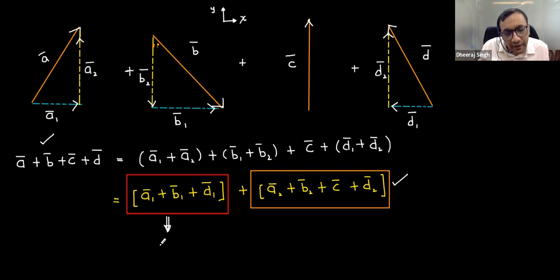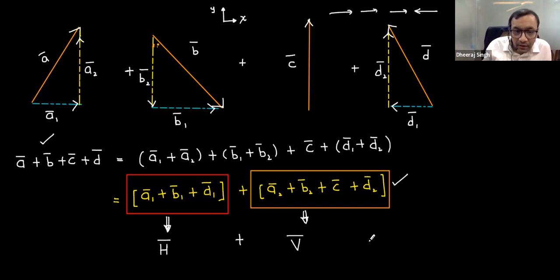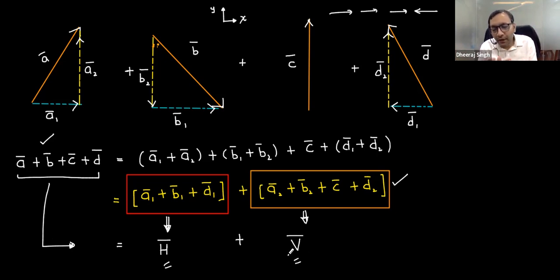Right? So this will give us a vector which is in the horizontal direction. Yes or no? If I keep on adding vectors in this direction, I'll get a vector in that direction only, right? And this will give us a vector in the vertical direction. This will give us a horizontal direction vector, right? So all in all, the sum of all the four vectors is nothing but the sum of two vectors which are perpendicular to each other.